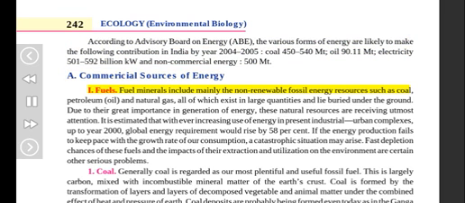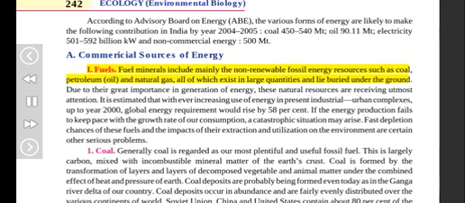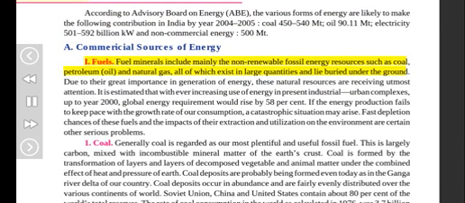A. Commercial sources of energy. 1. Fuels. Fuel minerals include mainly the non-renewable fossil energy resources such as coal, petroleum, oil, and natural gas, all of which exist in large quantities and lie buried under the ground. Due to their great importance in generation of energy, these natural resources are receiving utmost attention.